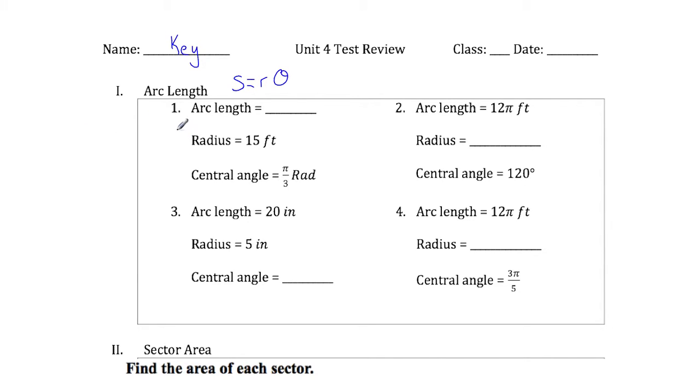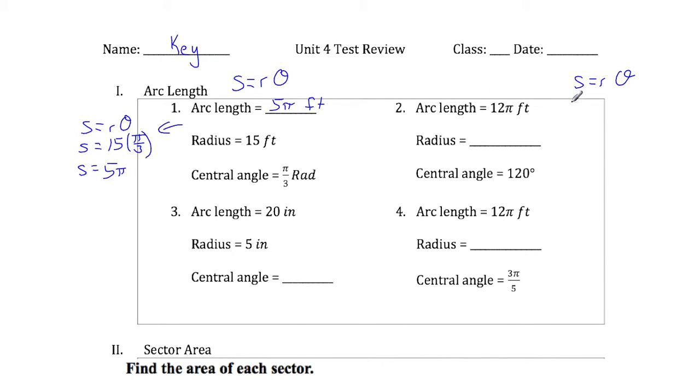So for number one, I'll just use my space over here. We start off with the formula S equals R times theta. Arc length is S, so that's what we're looking for. The radius is 15, and the central angle is pi over 3 radians. So we do 15 times pi over 3. The 15 and the 3 reduce to 5, and we multiply by the pi, so we get 5 pi. Because the radius is in feet, the arc length is also going to be in feet, so we have 5 pi feet.